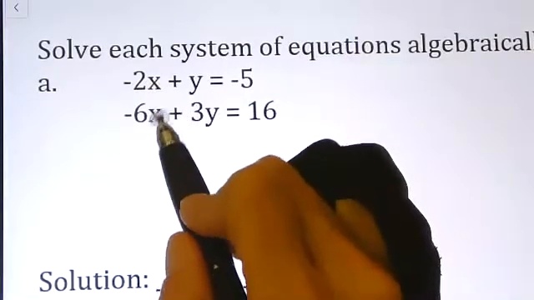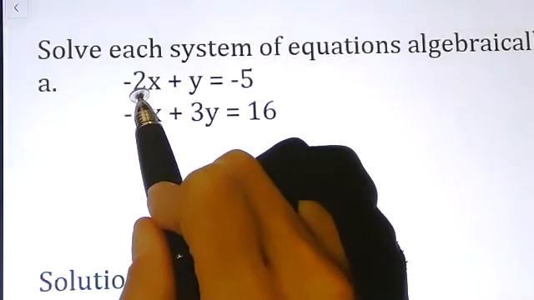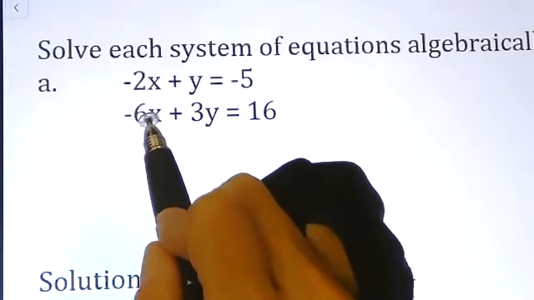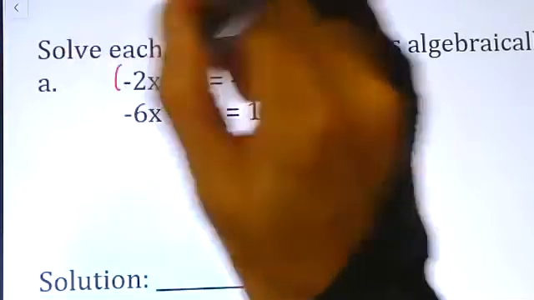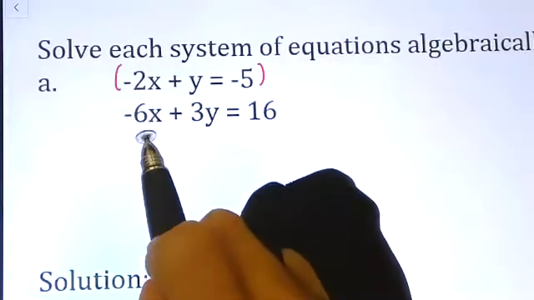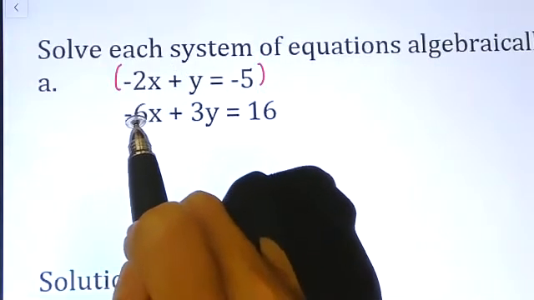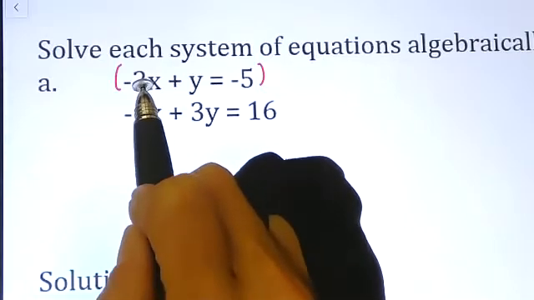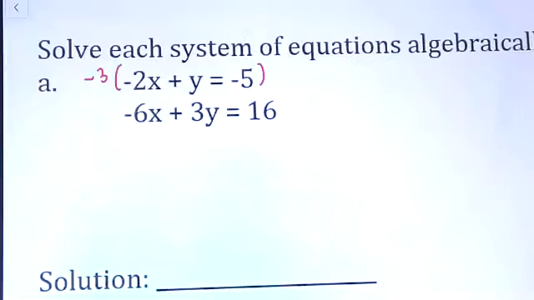Okay, so to eliminate X, notice here that this is -6, this is -2. I can turn this into a +6 so that it eliminates. To eliminate, you want to have the same number in front. So to eliminate X, we want to have these two be the same number, but one of them negative, one of them positive. So since this one's -6, I'm going to turn that into a +6 by multiplying by -3.